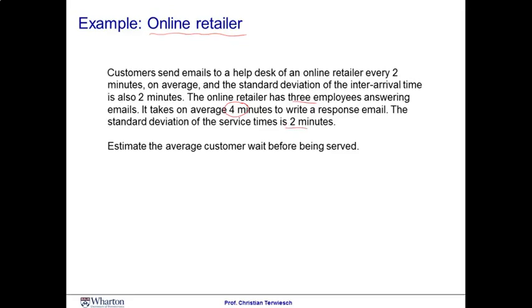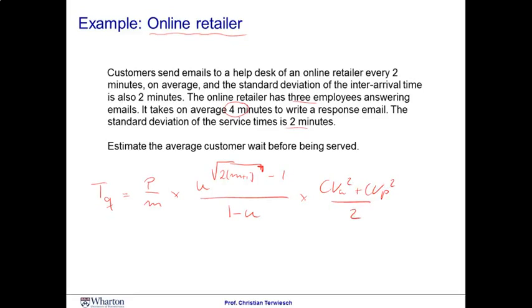What's the waiting time for the customers? Well, again, as before, I suggest we start writing down the formula. P divided by M times the utilization to the power of the square root of 2(m+1) minus 1, divided by 1 minus u. Be careful with the minus 1. That's outside the square root here. The square root ends, but it's still in the exponent. Times CVA squared plus CVP squared, divided by 2.